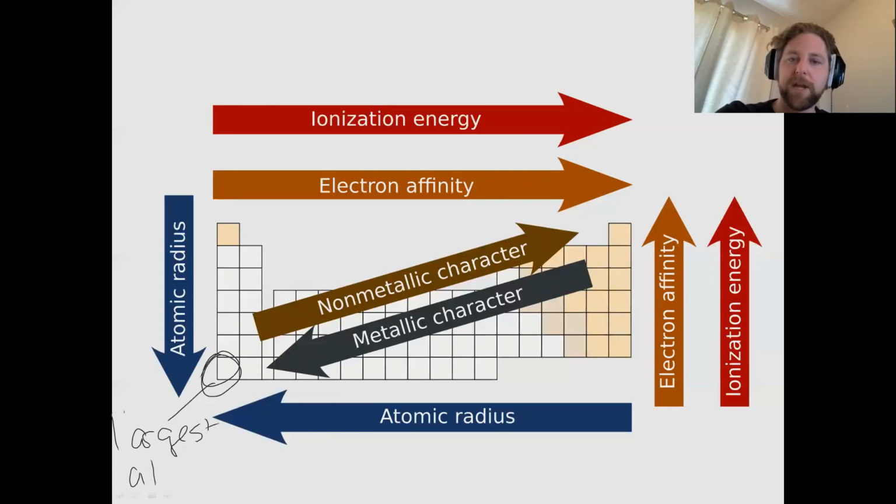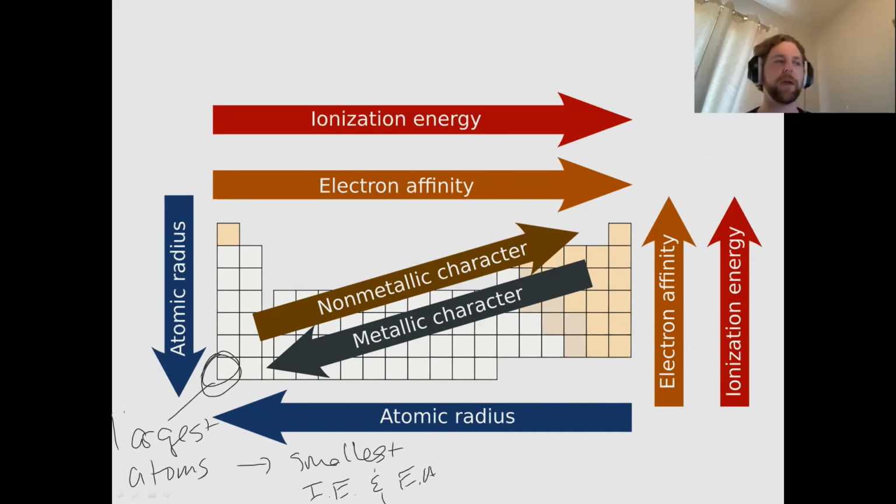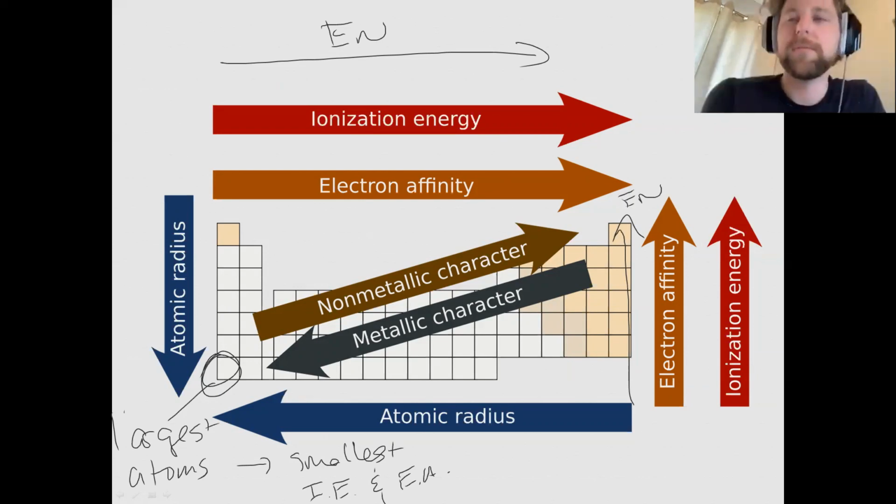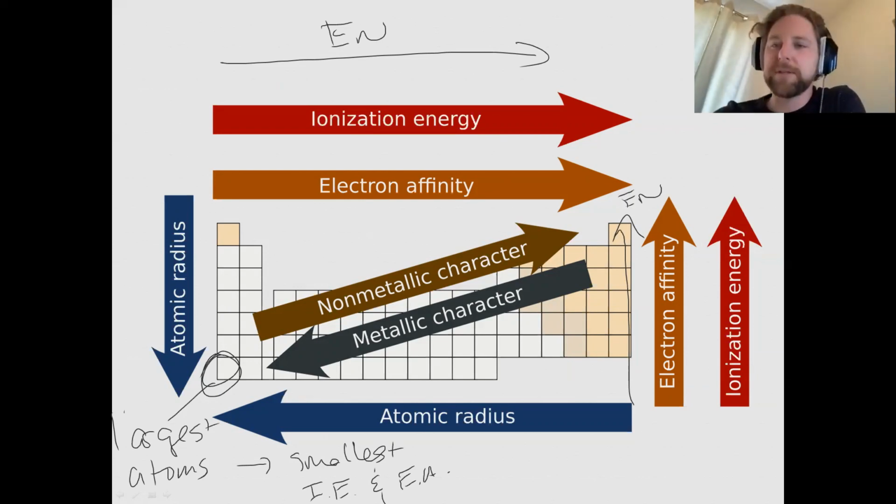So the largest atoms are on the lower left, which corresponds to the smallest ionization energy, IE, and electron affinity, EA. And this also works for electronegativity when we get into electronegativity. Electronegativity also follows the trends. So if you remember atomic size, all the other ones have the opposite trend. Atomic radius, atomic size, again, representing the same thing.